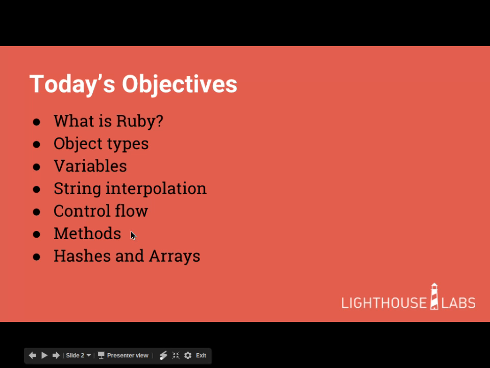Control flow. Sometimes you want some code to be executed in certain situations. Other times, you don't want that code to be executed. All programming languages have this measure of control. We'll talk about methods and hashes and arrays.